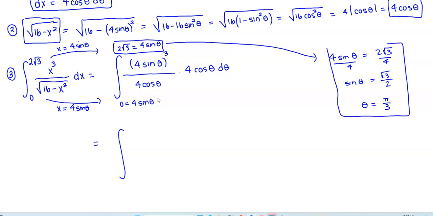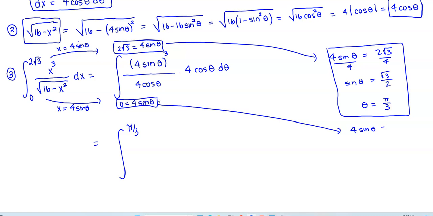So now we know what our upper bound is. Our upper bound is going to be pi over 3. Now we want to determine the lower bound. So 4 times the sine of theta is equal to 0. Divide both sides by 4. The sine of theta is equal to 0. So what is theta when the sine of theta is equal to 0? Well, that means theta is going to equal 0. So therefore, our lower bound is 0.